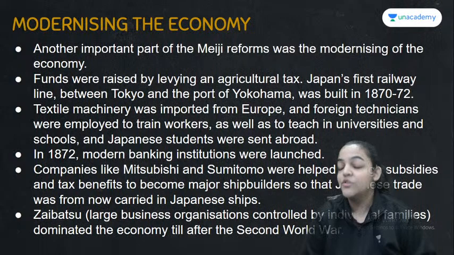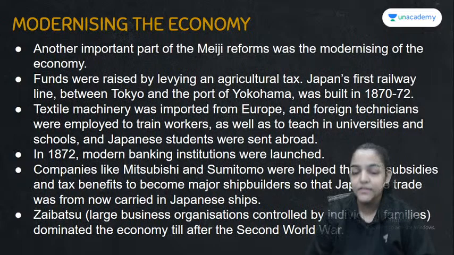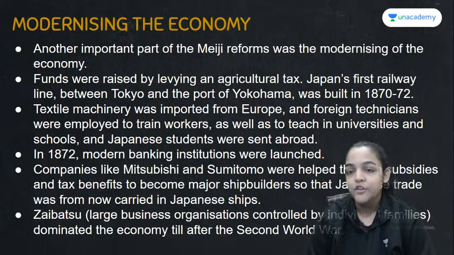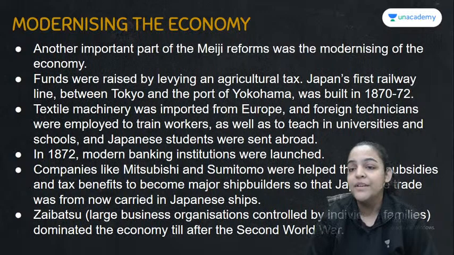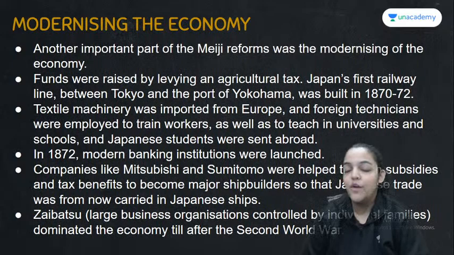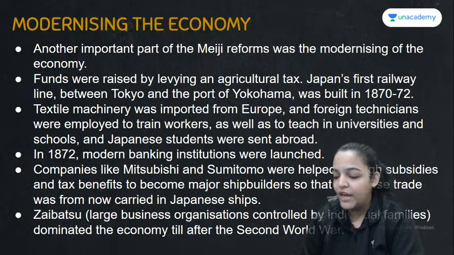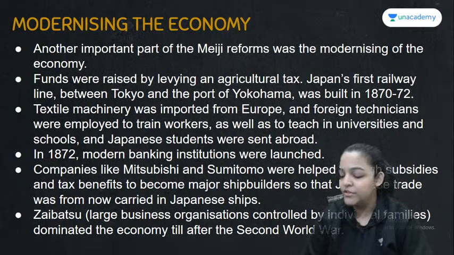So the first step that was taken was, funds were raised by levying agricultural taxes. Japan's first railway line between Tokyo and the port of Yokohama was built in 1872. So how do you create funds? The government has to have funds to invest somewhere, isn't it? And how does the government create funds? By collecting taxes. Aaj hum government ko taxes pay karte hain, that is why the government has funds to invest in different propositions, different projects, right?